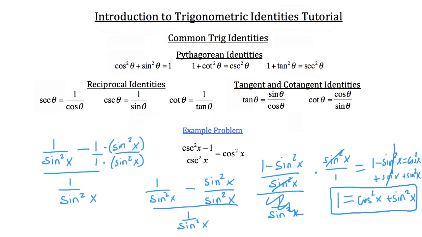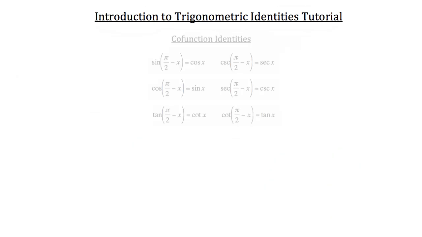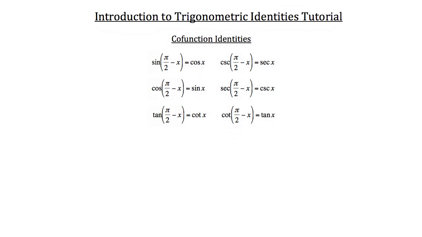Now in the last part of this tutorial, I just want to show you one more type of identity, and those are called the cofunction identities. Here are your cofunction identities, and they're all pretty straightforward. You have some sort of trigonometric value, like sine, and you apply it to pi over 2 minus x, and it could be pi over 2 minus theta, whatever you prefer to use for your variable. And that'll be equal to its opposite trig function. So these are the 6 different cofunction identities.